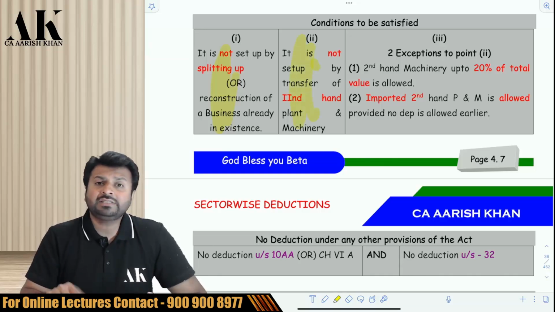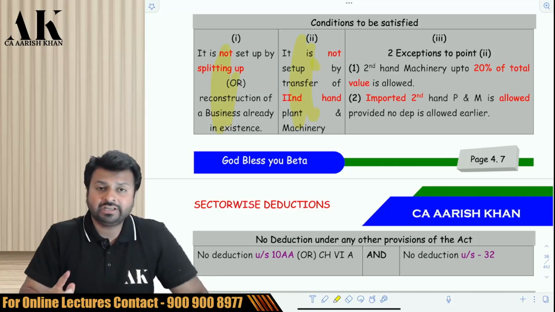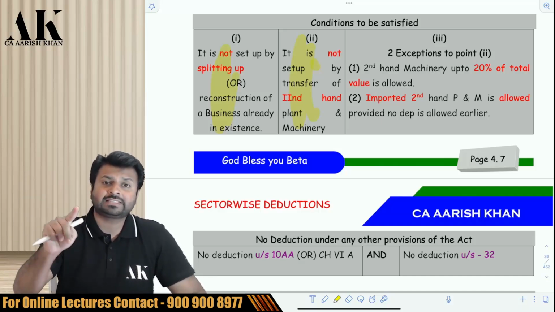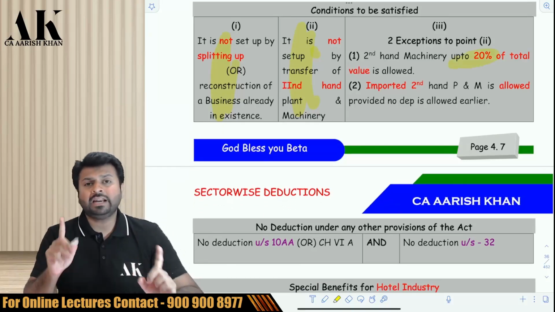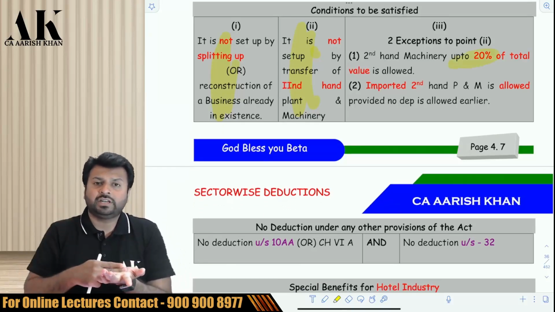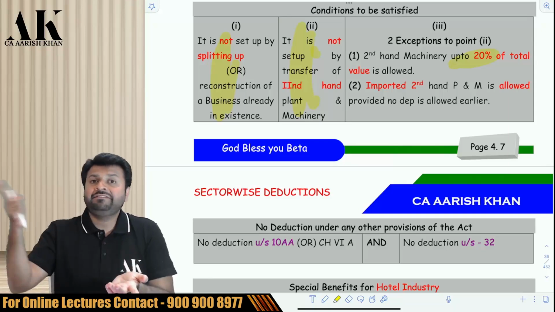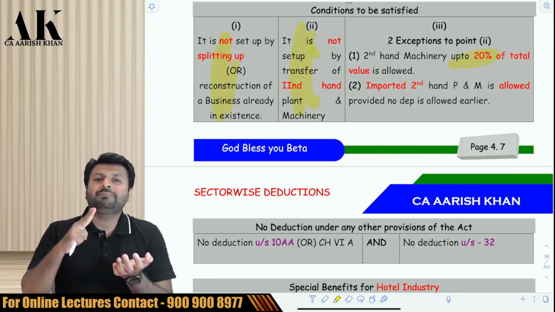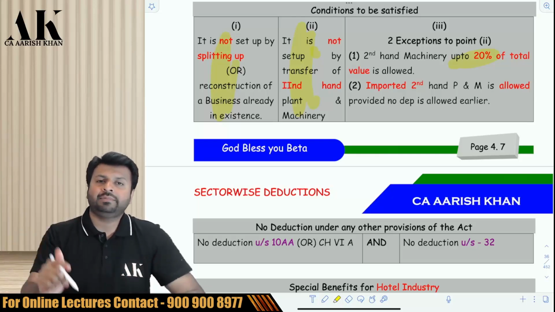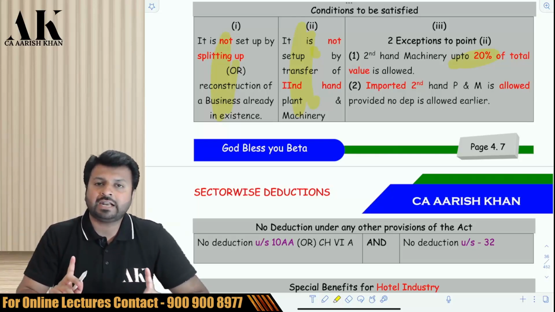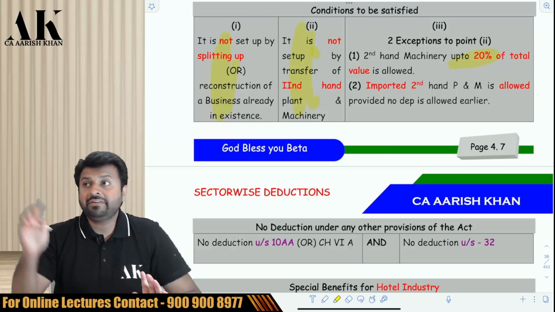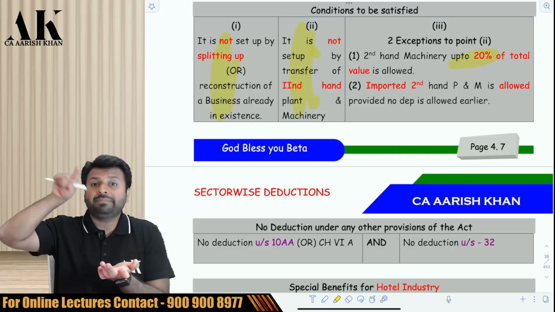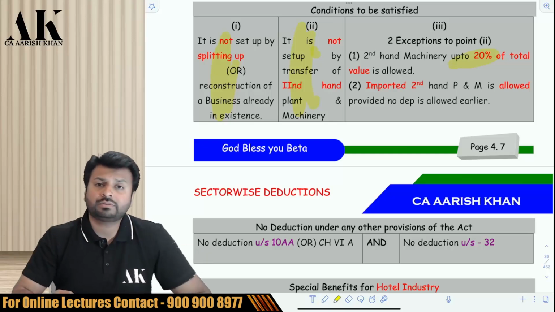Secondly, in your business there should not be any second-hand plant and machinery. Second-hand plant and machinery is not allowed. But there are two exceptions where second-hand plant and machinery will be accepted. If your second-hand plant and machinery is 20% of total machinery, then it is allowed. Second, if it is imported second-hand plant and machinery, then it is allowed, but in that case the depreciation should not have been claimed earlier. Then only it is considered as imported second-hand plant and machinery, which is allowed. If the imported second-hand plant and machinery has already claimed depreciation under the Income Tax Act, then it is not allowed.